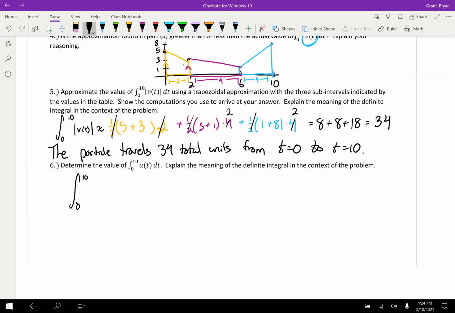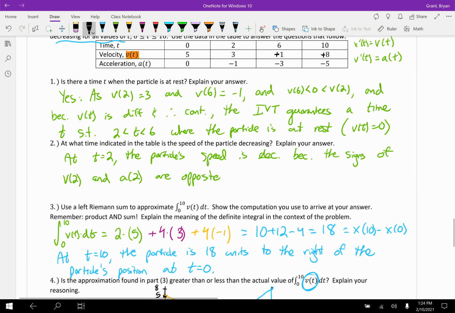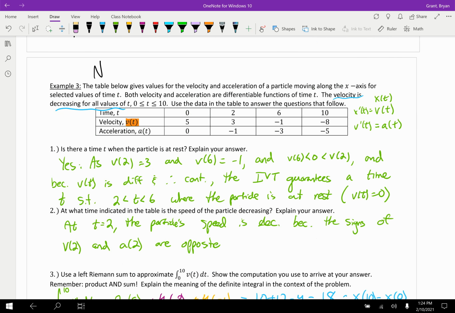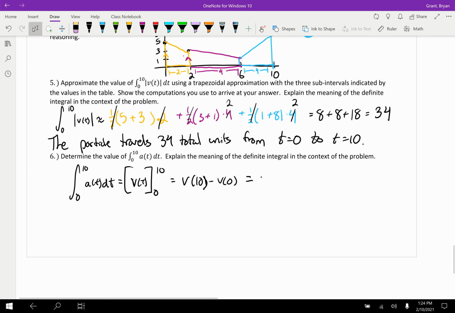Can't we say the integral from 0 to 10 of a of t dt is equal to, let's do it like this, v of t from 0 to 10. So it's just v of 10 minus v of 0. And we can even evaluate those using the table, right? V of 10, I should get rid of my negatives here. V of 10 is negative 8, and v of 0 is 5. So we have negative 8 minus 5, which equals negative 13.